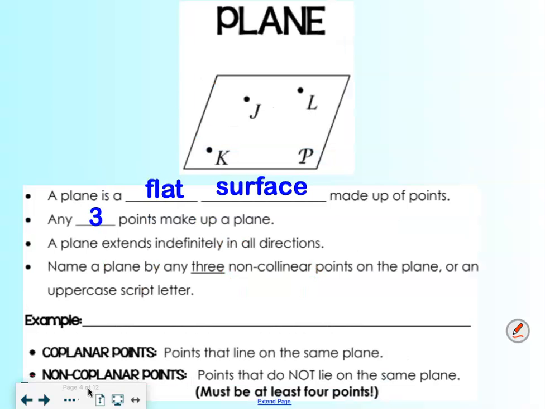Let's try another one. A plane. A plane is just a flat surface. Just a flat surface. So you can think of a wall, tabletop, notebook, any flat surface. You need 3 points to make up a plane.